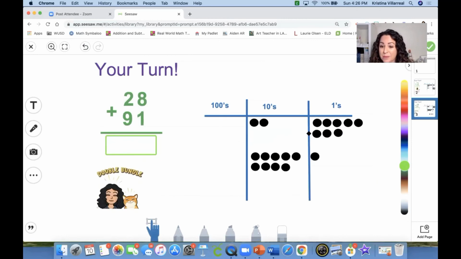Remember to make that group of 10 if you need to, and that's it. So this one says double bundle, but it's actually not a double bundle problem. So go ahead and try your best and let me know how it goes.